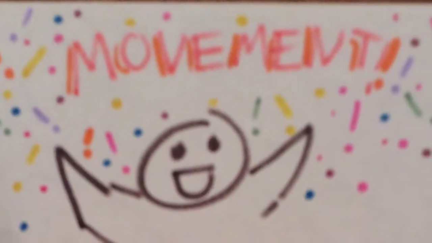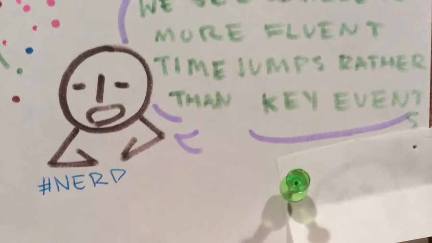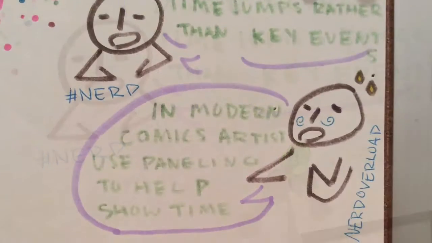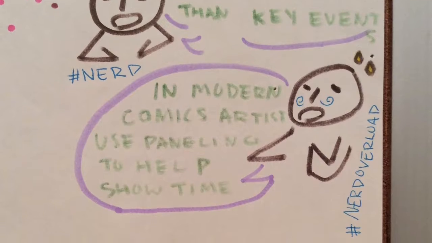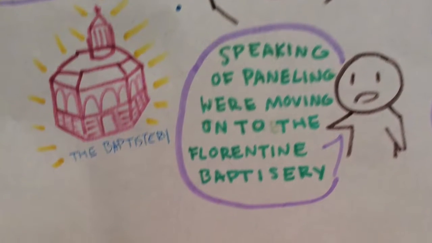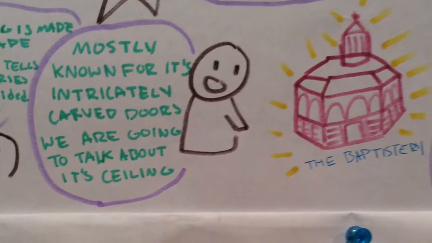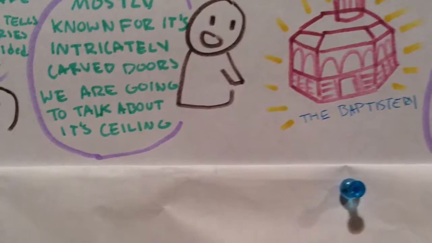Movement. Movement is very important because we see smaller, more fluent time jumps rather than these just key events. And this is a large step towards modern comics where motion is explored in real time through paneling and other techniques. Speaking of paneling, we're going to move on to the Florentine Baptistery. Mostly known for its intricately carved doors, we are going to talk about its ceiling.